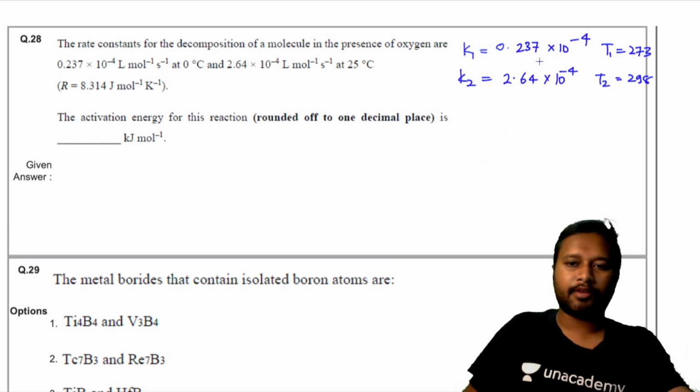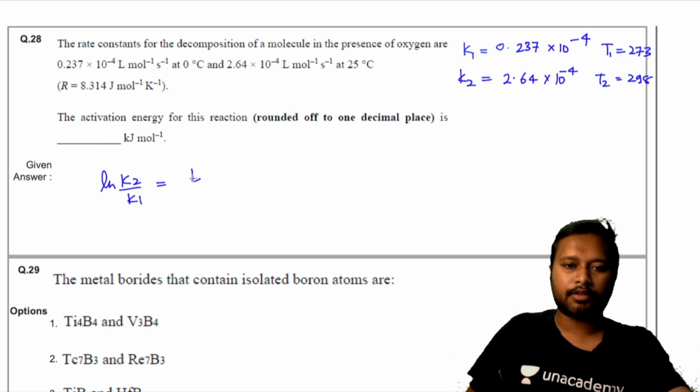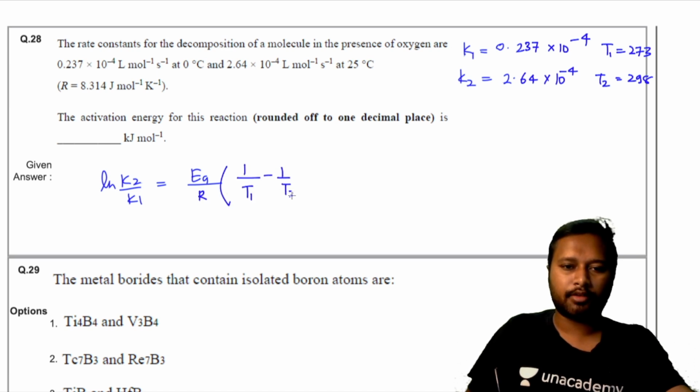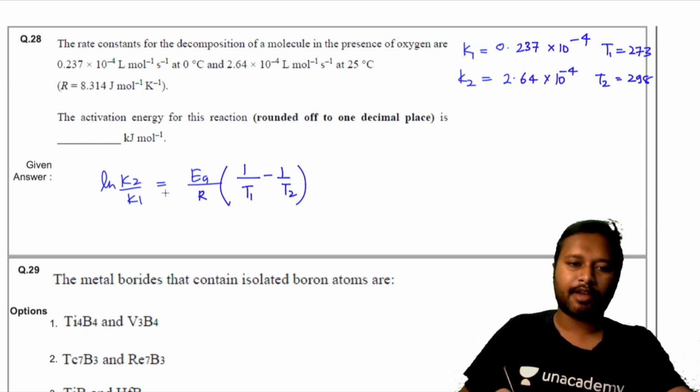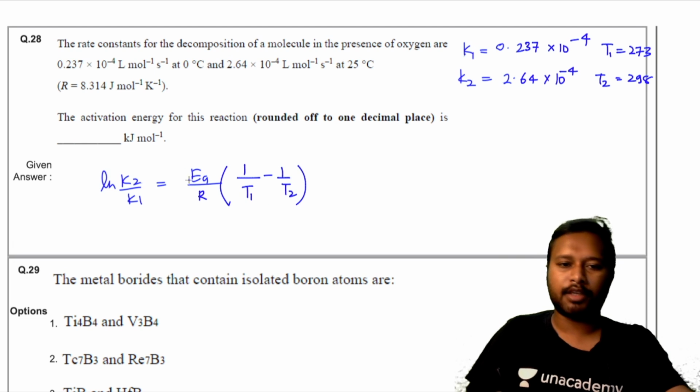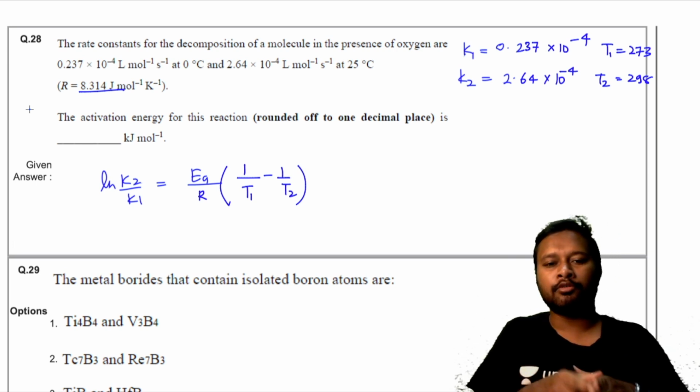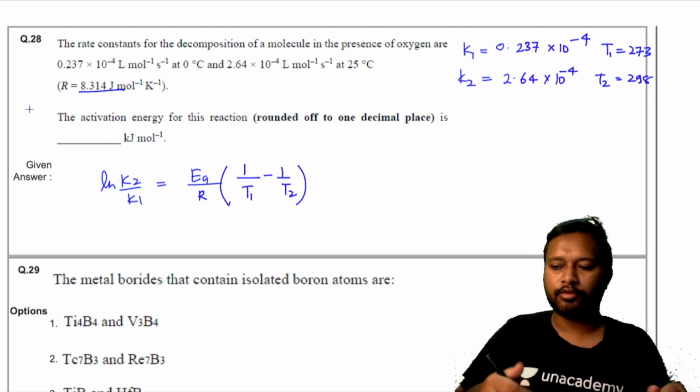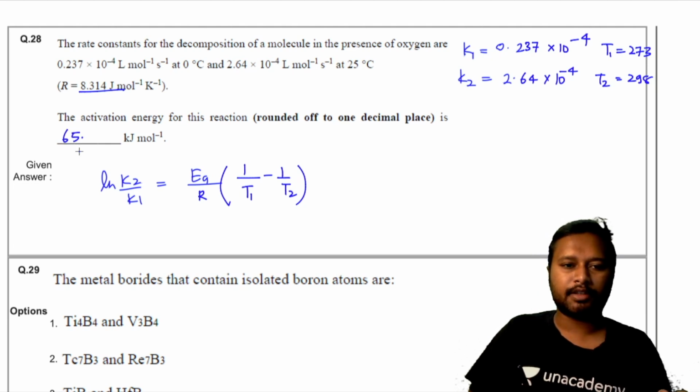Fine, so now you know everything, you can put it in the formula. So ln K2 upon K1 is equal to EA upon R, in the bracket 1 upon T1 minus 1 upon T2. Because we are using ln, we don't need to put 2.303. Put in the values of K2, K1, T1, T2, and EA you have to calculate. R will be substituted as given, and that's all. You don't have to change any unit in this question. The answer will come out in joules, so you have to convert that into kilojoules. The answer will come out something around 65.2.